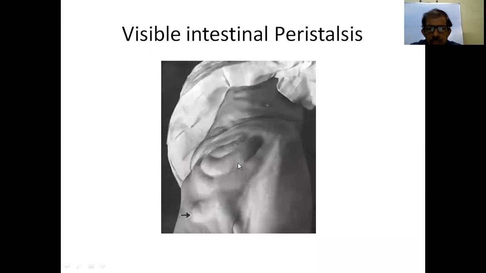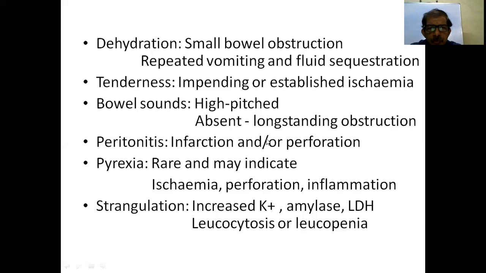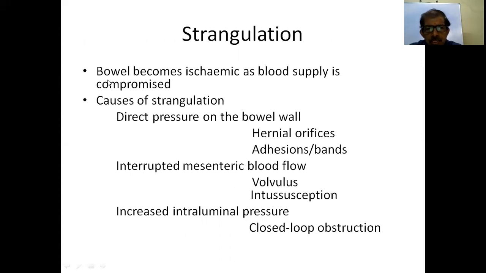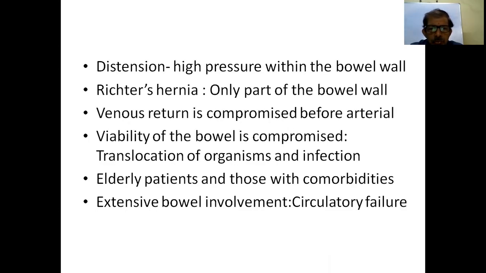So this is the visible intestinal peristalsis. Then the patient may also have dehydration, tenderness, and sometimes it will lead to strangulation. Strangulation is nothing but the bowel becomes ischemic as the blood supply is compromised. So the strangulation can be caused by external pressure, like in obstructed hernias or adhesions, or due to interrupted mesenteric flow as in volvulus and intussusception. And in a closed loop also there is pressure on the valve so that its blood supply is decreased. This problem will be more pronounced in elderly people.